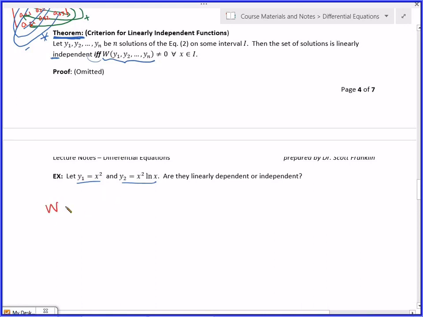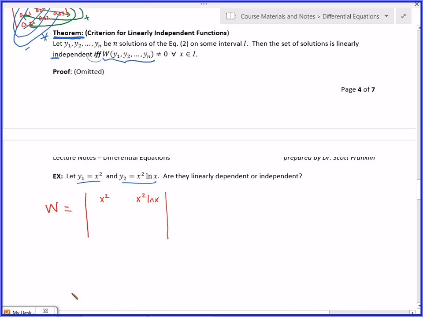All right, so let's consider these two functions and decide whether or not they are independent. First, let's do the Wronskian. We have two functions, so the Wronskian is going to be a 2 by 2 determinant. On the first row of the matrix, I put the functions themselves: x squared and x squared log of x.